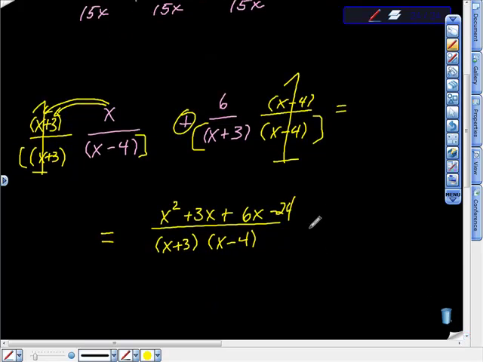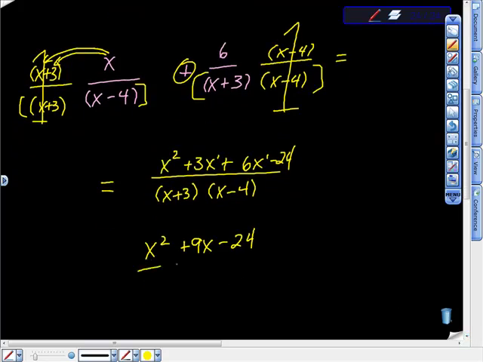I'm going to just gather our like terms. So we have x squared, right? And when we gather like terms, just remember this. The variable has to be the same and its exponent. So there aren't any other x squareds. These are x to the first powers, and these are x to the first powers. So we have 3 of them here, 6 of them here, for a total of 9 of them, right? 9x minus 24 all over x plus 3 times x minus 4.